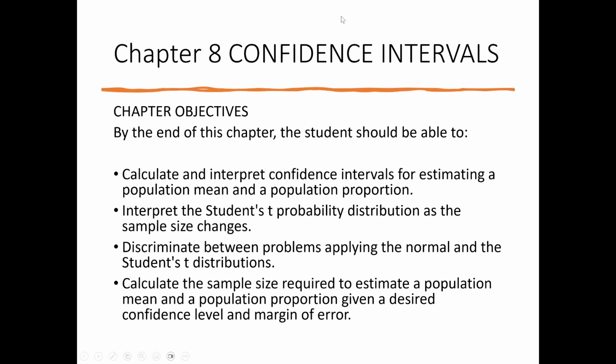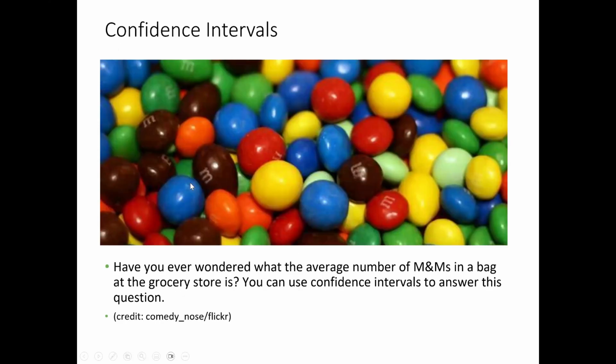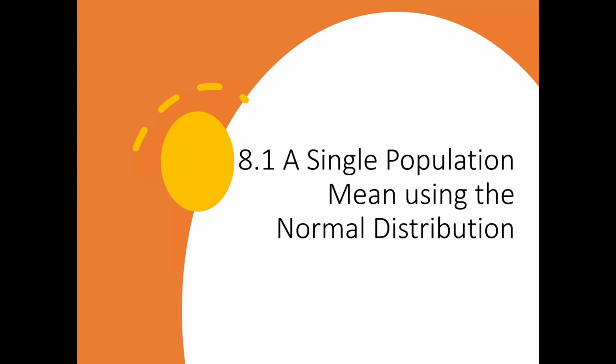Okay, and then we're going to calculate the size. So we just talked about, is a 1,500 sample size sufficient to calculate what we want to calculate? And you can calculate what sample size you need for a particular confidence level. Have you ever wondered the average number of M&Ms in a bag? You can calculate that. Okay, so the first thing we're going to look at is a single population mean using the normal distribution.